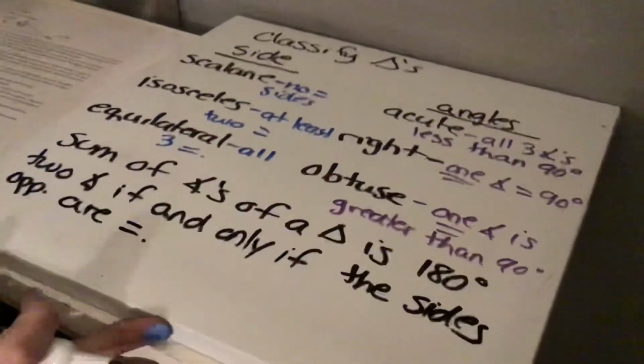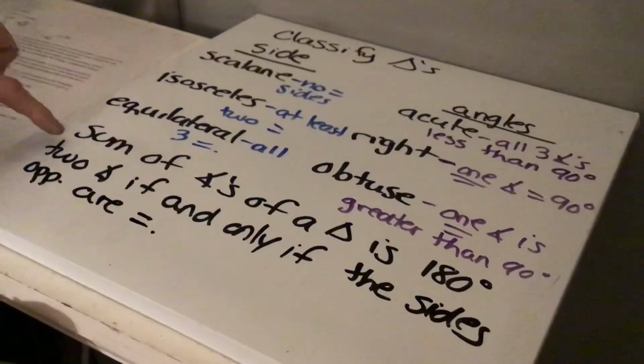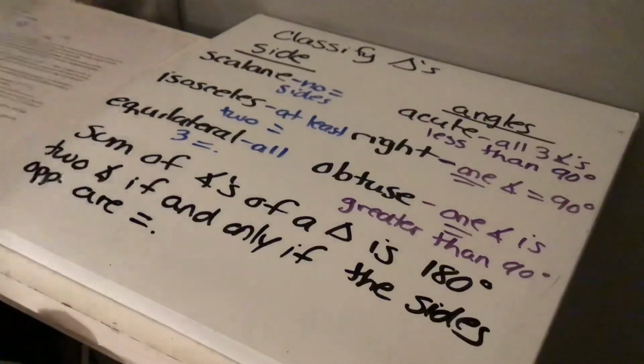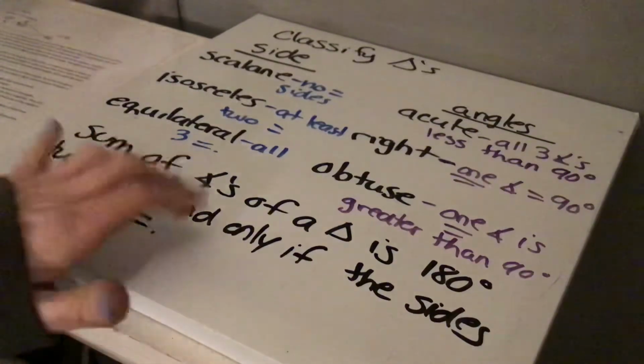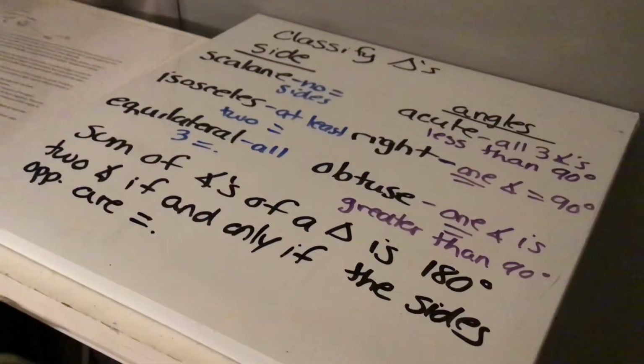So what that means is that if you have two angles that are equal, the sides opposite the angles are equal, and the opposite of that. So if two sides are equal, then the angles opposite those sides are equal. That's what the if and only if means. Okay?